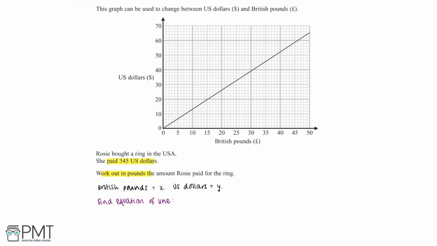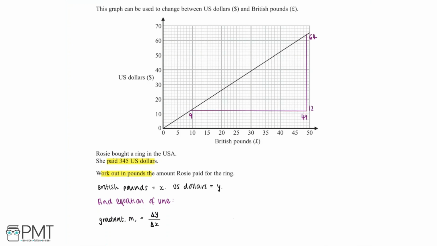Now to find the equation of the line, we need two pieces of information. We need the gradient of the line and we need the y-intercept of the line. Let's start by finding the gradient. We know that the gradient, m, is equal to the change in y divided by the change in x. And we can draw a gradient triangle in order to help us find this.